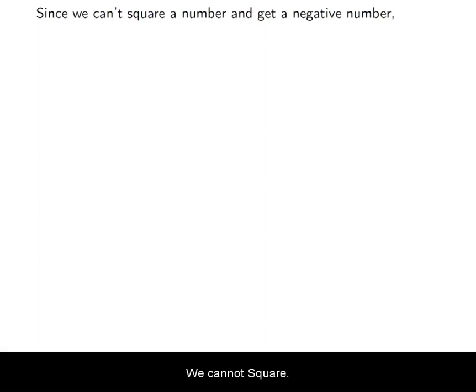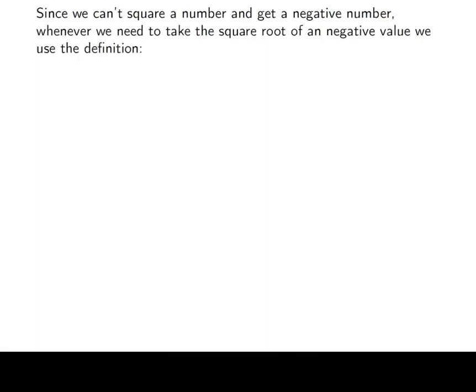So we cannot square a negative number. That's where the idea of what's called an imaginary number comes from. The square root of -1 doesn't exist, right? There's no way that we can find a single number that when we multiply it times itself gives us a negative, right? Positive times a positive is positive, a negative times a negative is also positive.